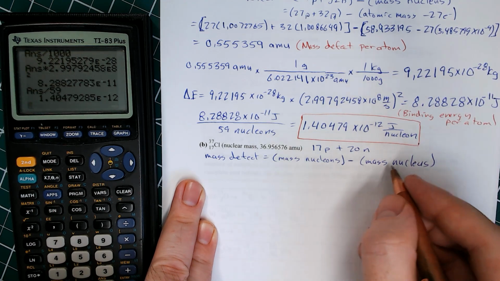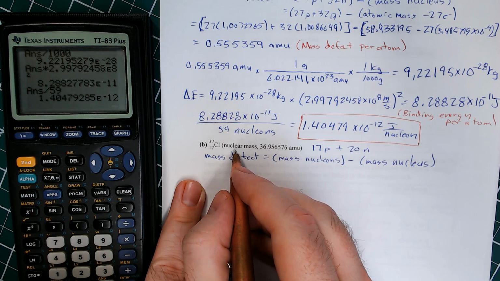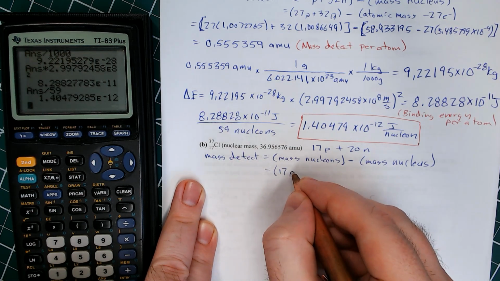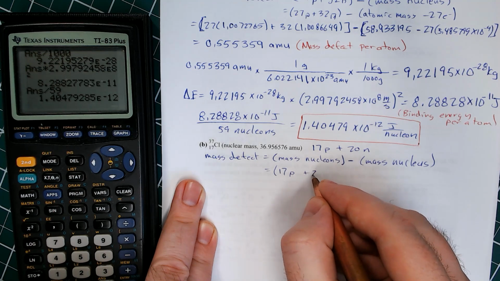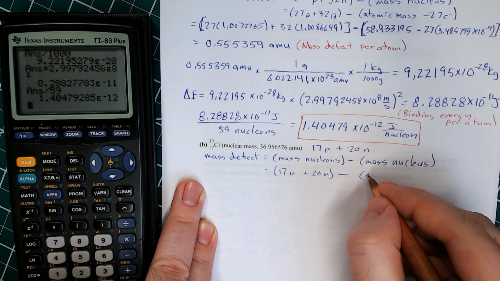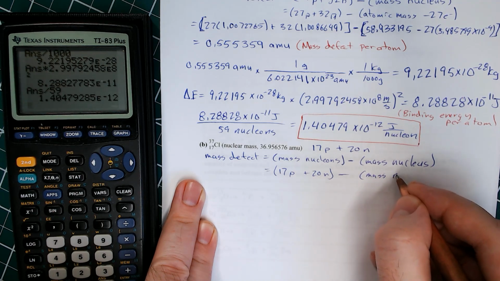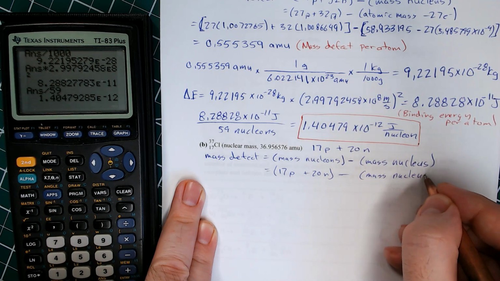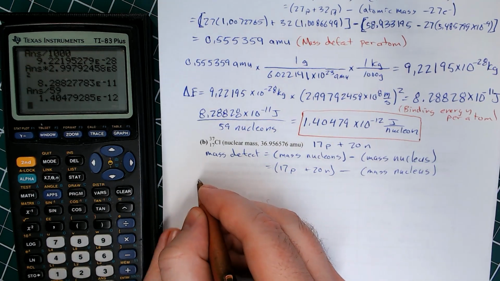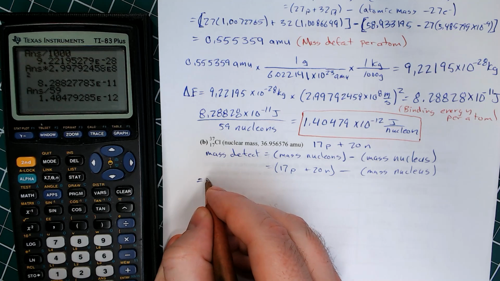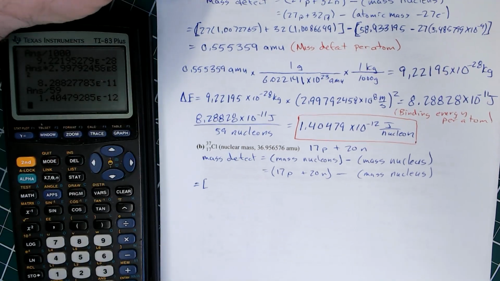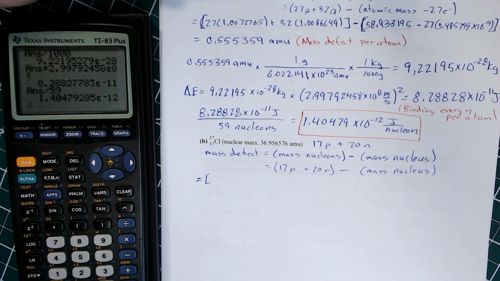All right. And since we're given the nuclear mass, that means we're ready to go. So that gives us 17 protons plus 20 neutrons, and then we're going to subtract away the mass of our nucleus. All right, so just like I did before, I'm going to turn off the microphone so you don't hear me breathing and snorting while I'm doing this calculation.